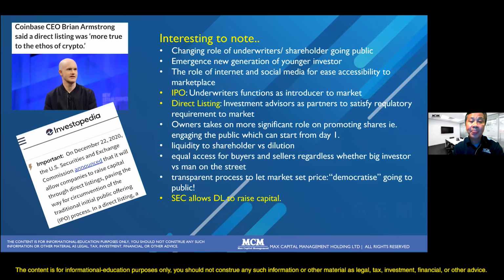And just for an important note, although IPO was previously the only alternative for a company to raise capital, today we see that last December 22nd, the US Securities and Exchange Commission announced that they will also allow companies to raise capital through direct listing. So this is paving a new way to circumvent the traditional IPO process.